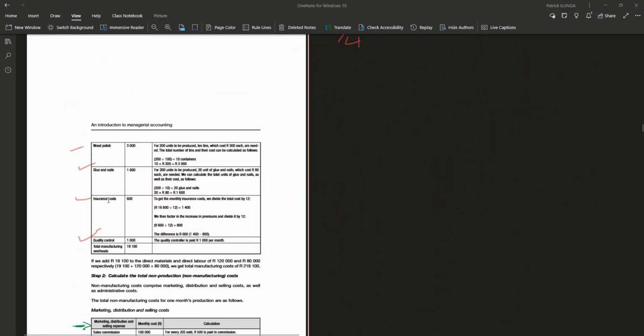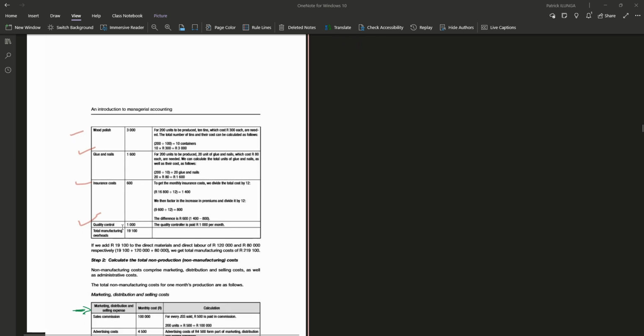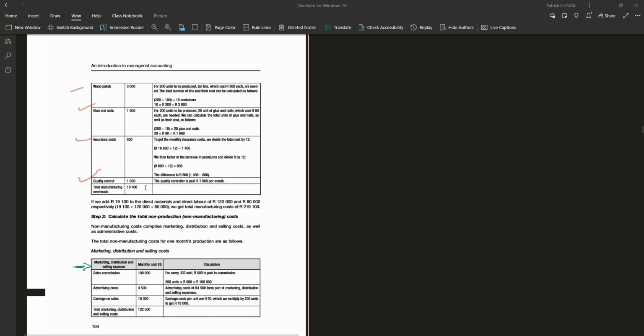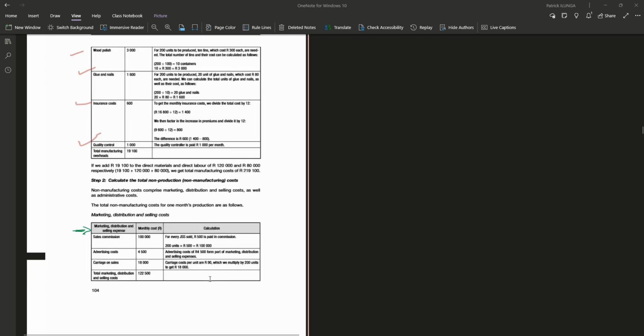And you can see for the insurance, it is 600. Everything is well explained. The quality control is 1,000 per month. So the total of the manufacturing overhead will be 19,100. So we're going to now add the three musketeers: the 19,100 plus the 120,000 for direct material and 80,000 for the direct labor will give us a total manufacturing cost of 219,100, right? So that's how you get it. So practice this.